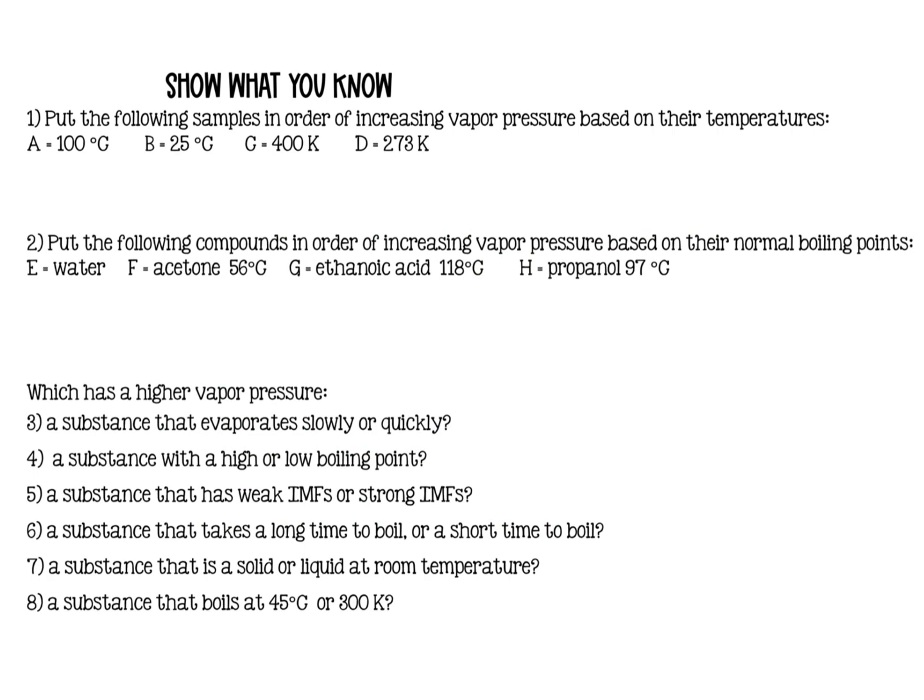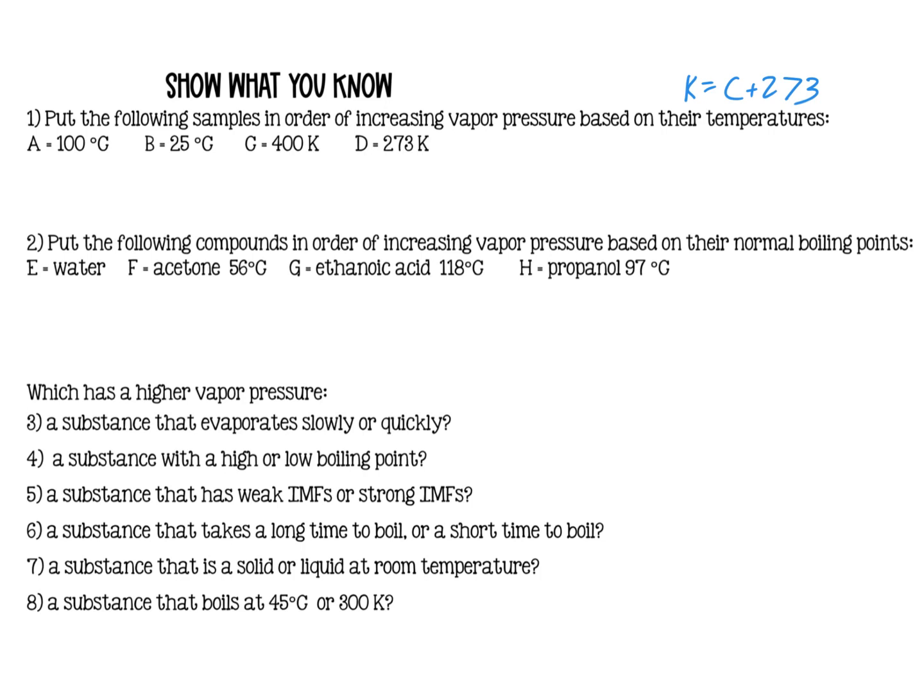In problem 1, we need to put the following samples in order of increasing vapor pressure based on their temperatures: 100 degrees Celsius, 25 degrees Celsius, 400 Kelvin, and 273 Kelvin. To do this, we will need to convert all four numbers to the same units. So let's convert to Kelvin. To do this, we will take the temperature in Celsius and add 273.